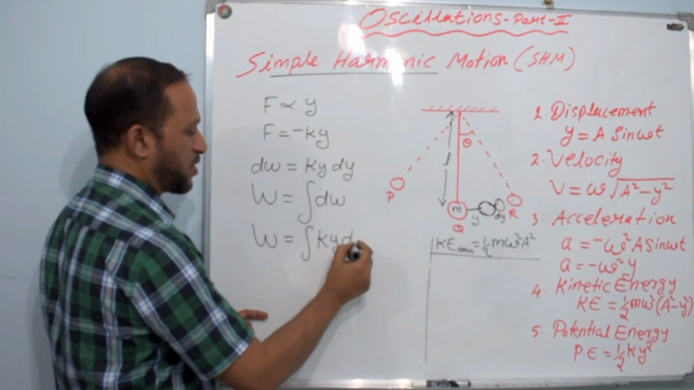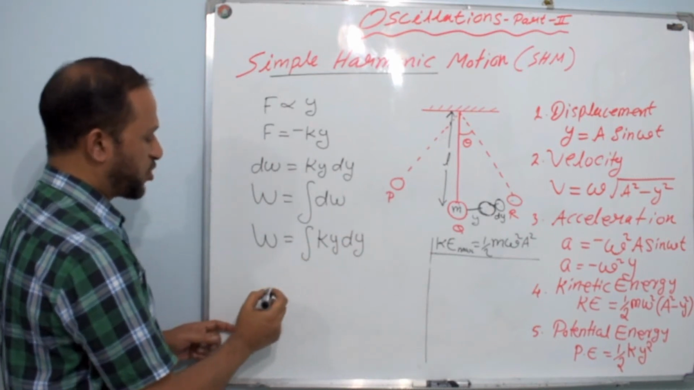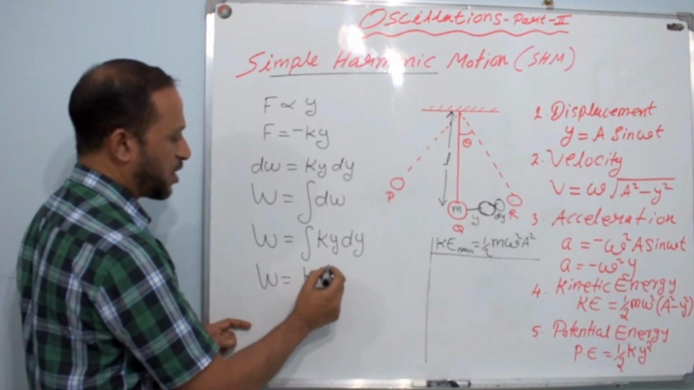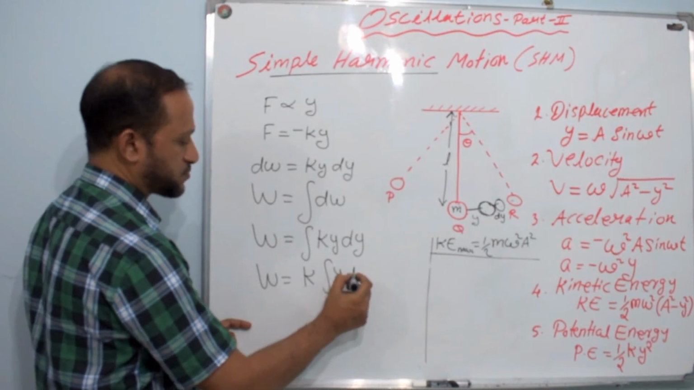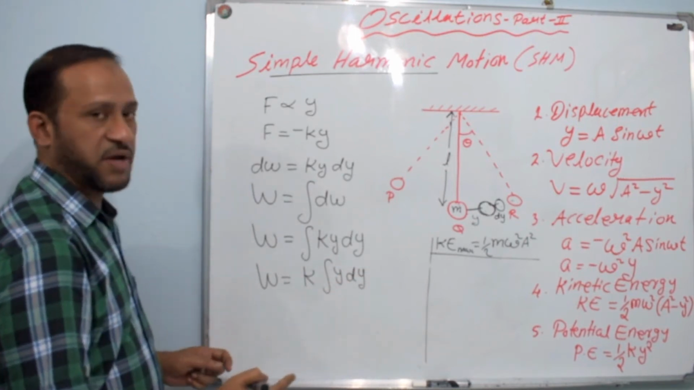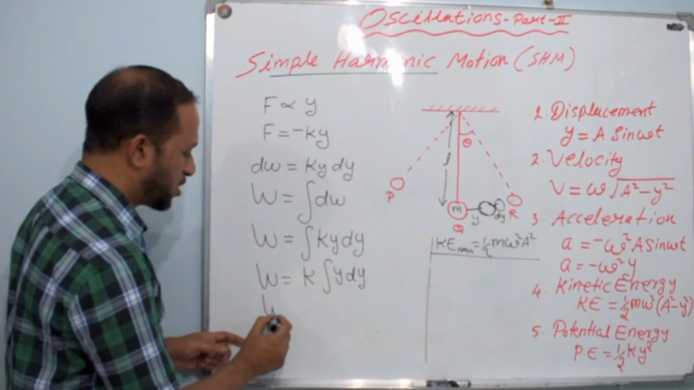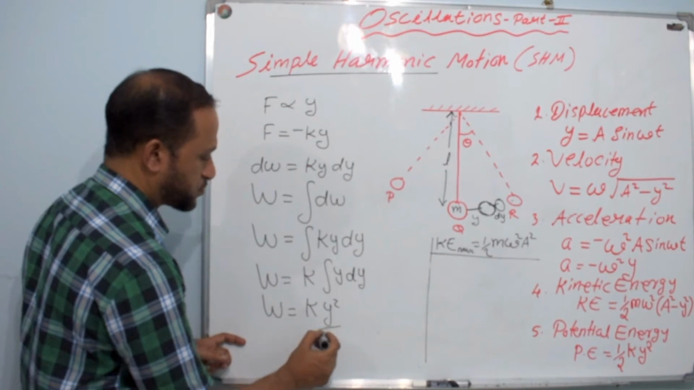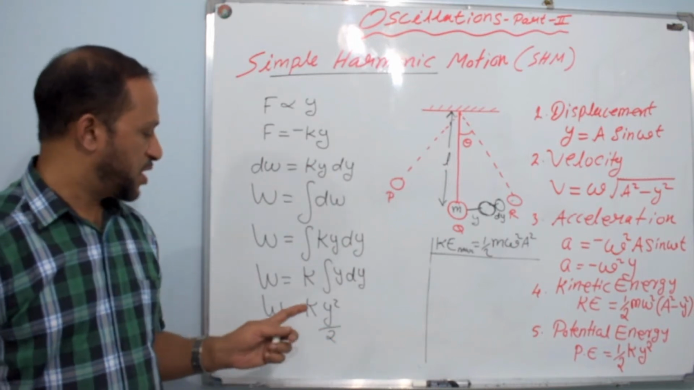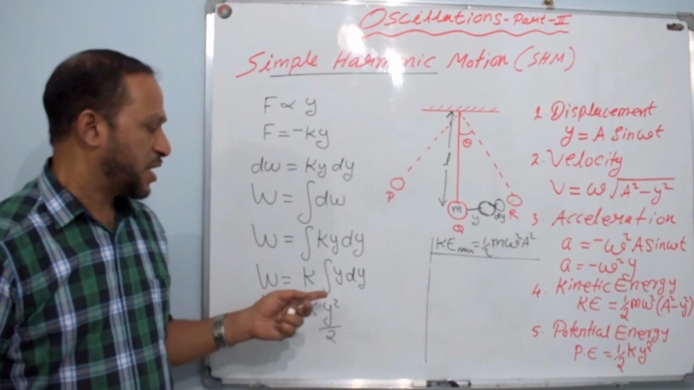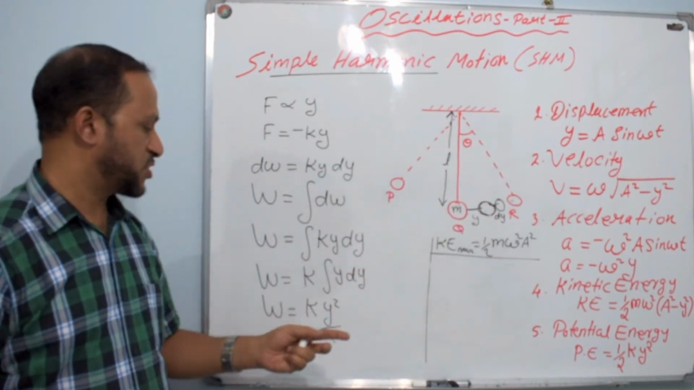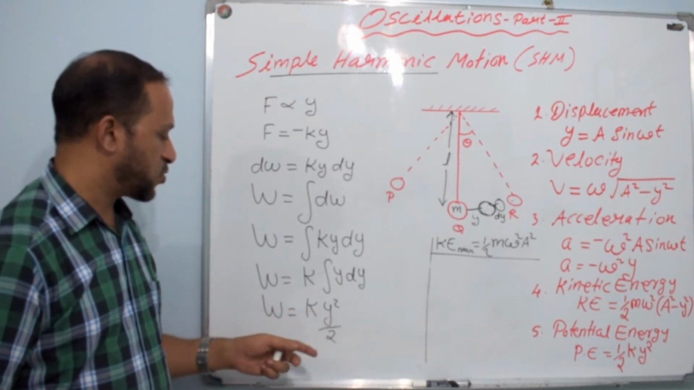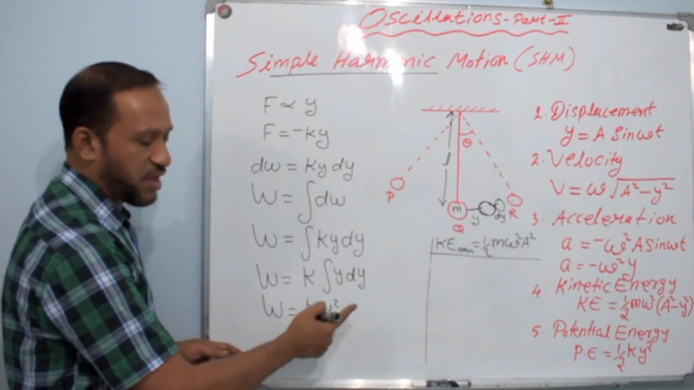When we integrate this equation, the total work done W is equal to k, which is a constant, times integral of y dy. Integral of y dy is y square by 2. So the total work done W is equal to k into y square by 2. Here we can apply the limit for y. It can be from 0 to maximum according to the situation. So right now we are taking the equation of work done as ky square by 2, or we can say it is half ky square.